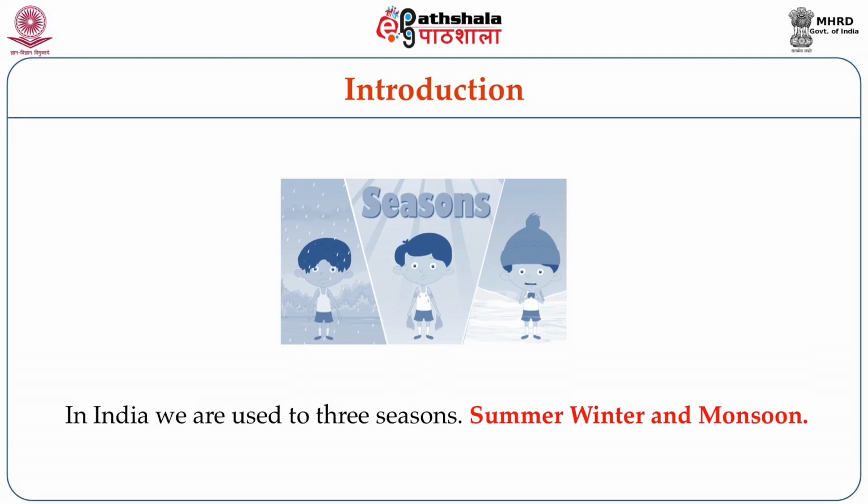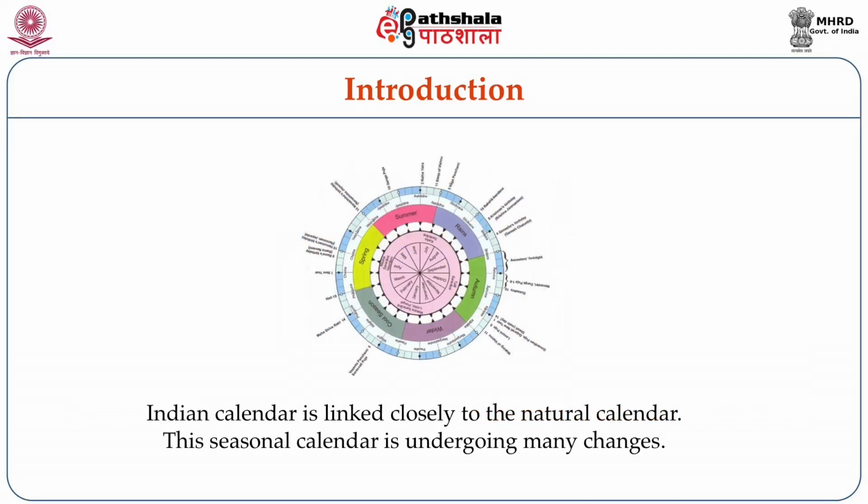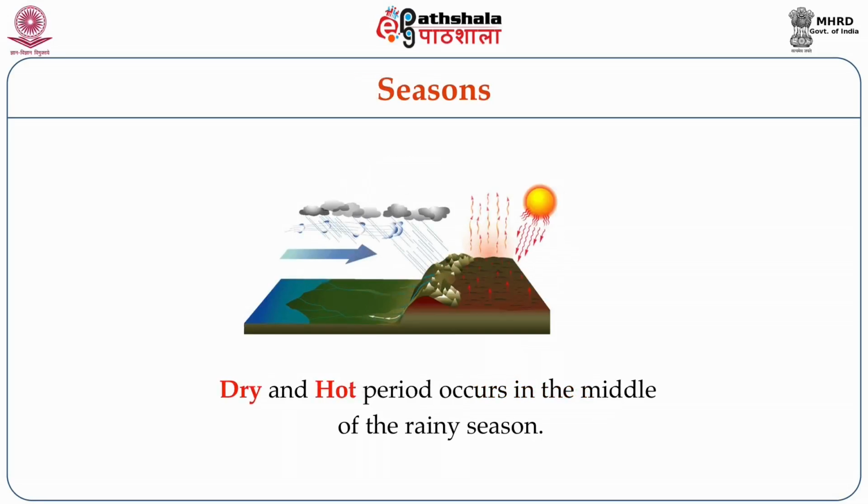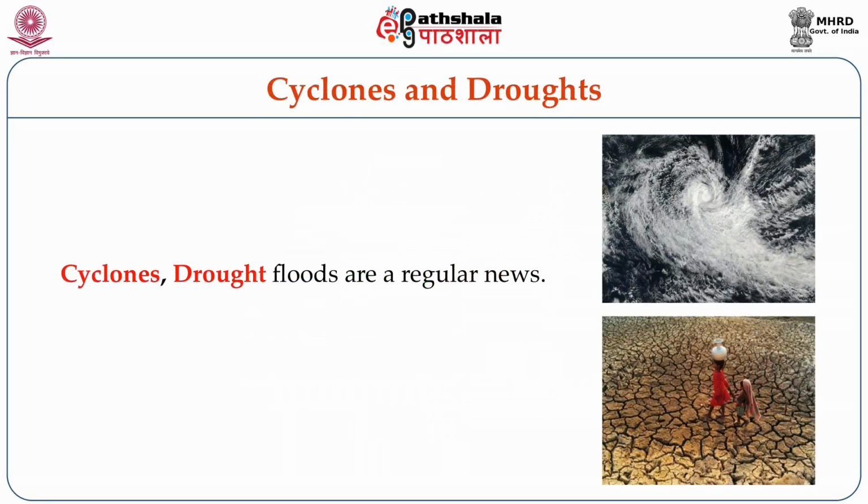In India, we are used to 3 seasons: summer, winter, and monsoon. The Indian calendar is linked to the natural calendar. This seasonal calendar is undergoing change. Sometimes we have hailstorms in the middle of the winter. Dry and hot periods occur in the midst of the monsoon season. Cyclones, droughts, floods are regular news on Indian TV.